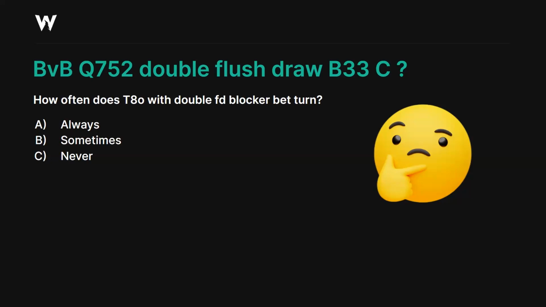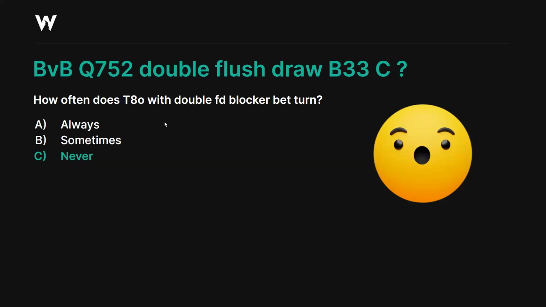Always, sometimes, or never? Some people say always. It's a very polar answer. People feel really strongly about this. No one is like, sometimes. The answer is never. 10-8 with the double flush draw blocker does not bet the turn.